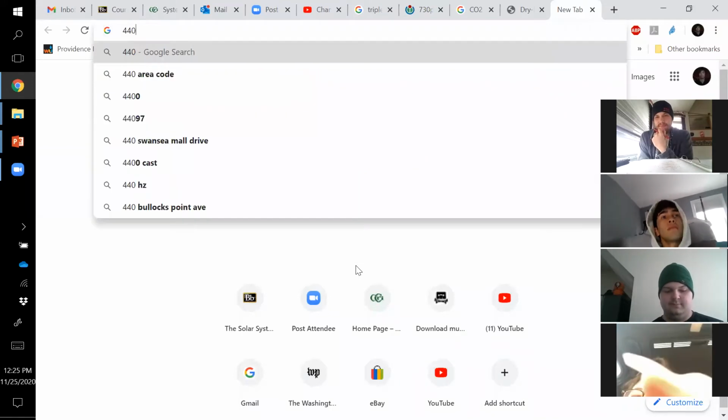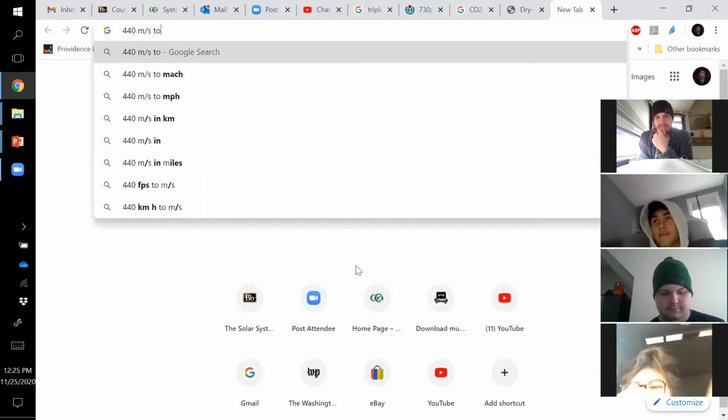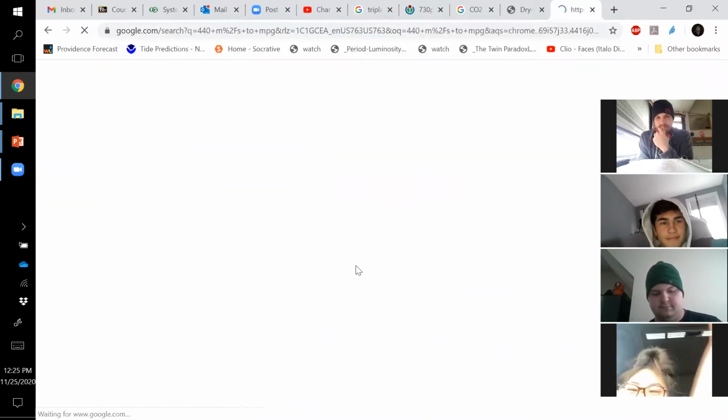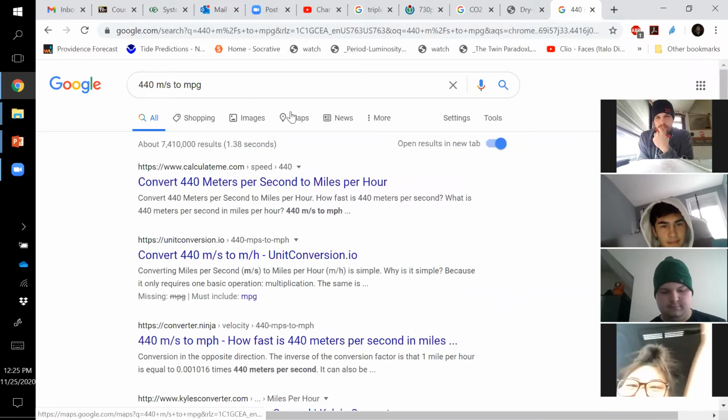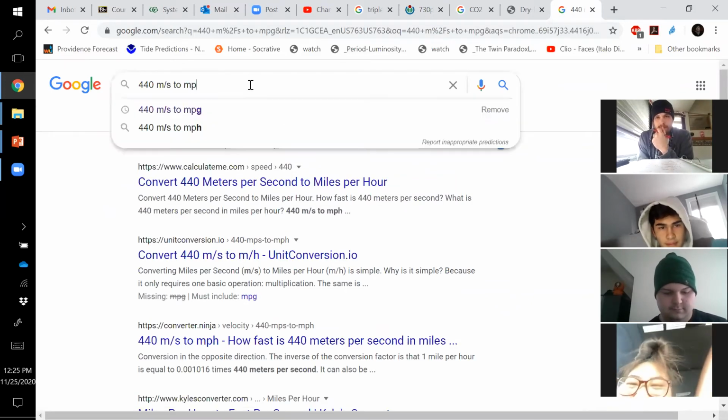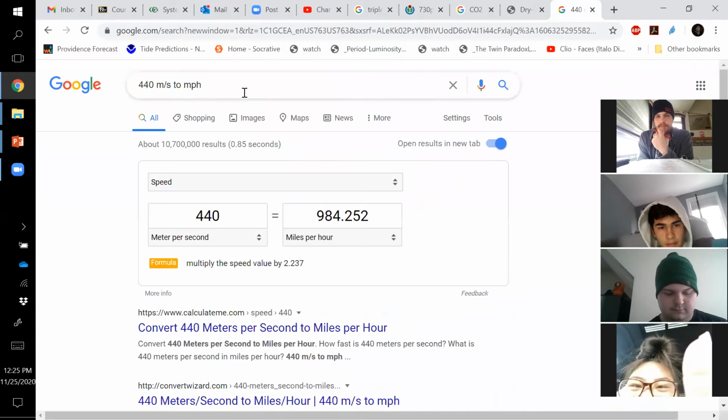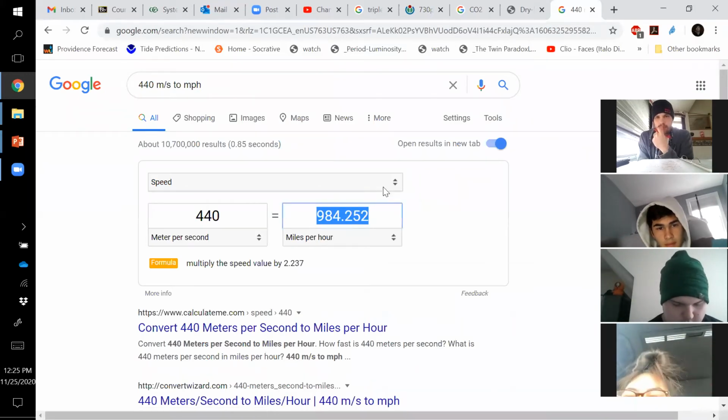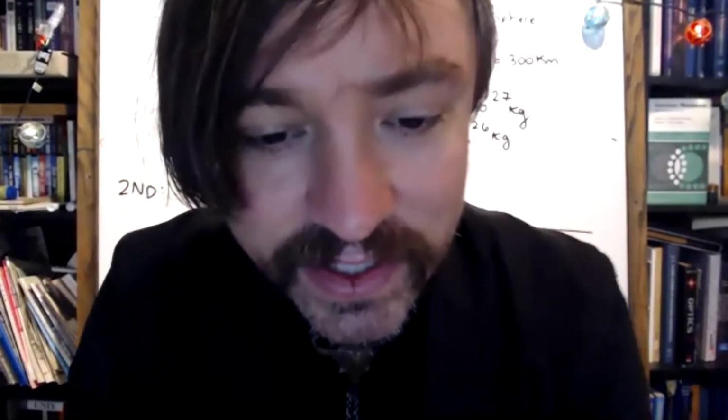Let's look at 440 meters per second to miles per hour. Oh, shoot. Not miles per gallon, miles per hour. That's 900 miles per hour. That's how fast particles of gas travel around in our atmosphere. Oh, you're going to the doctors? Okay. Man, you could get to California in 2 hours going that fast. Isn't that crazy?